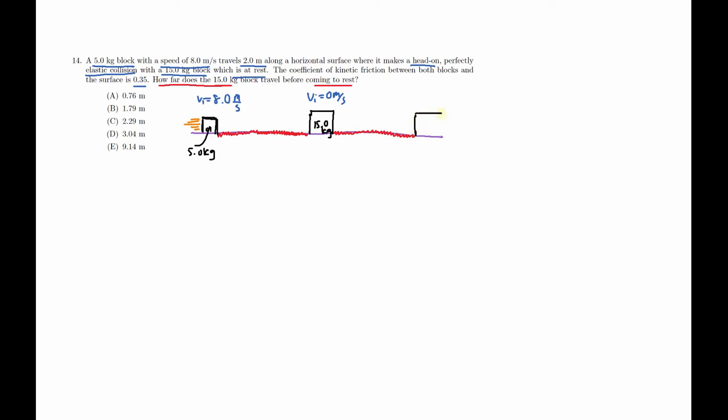So the final velocity of our big block is going to be 0 meters per second. We would like to know this distance, so I'm going to set that equal to x. Our goal is to find the distance x, and we expect this to be in meters. And we are given this distance is 2 meters.